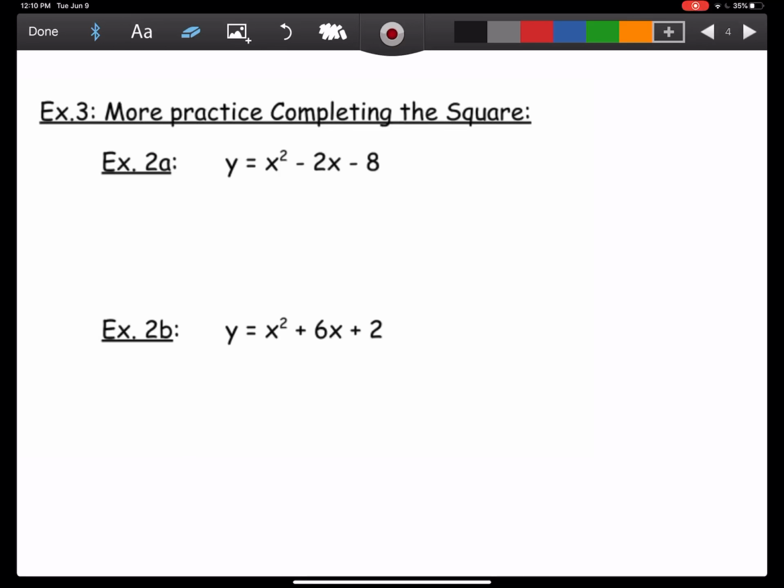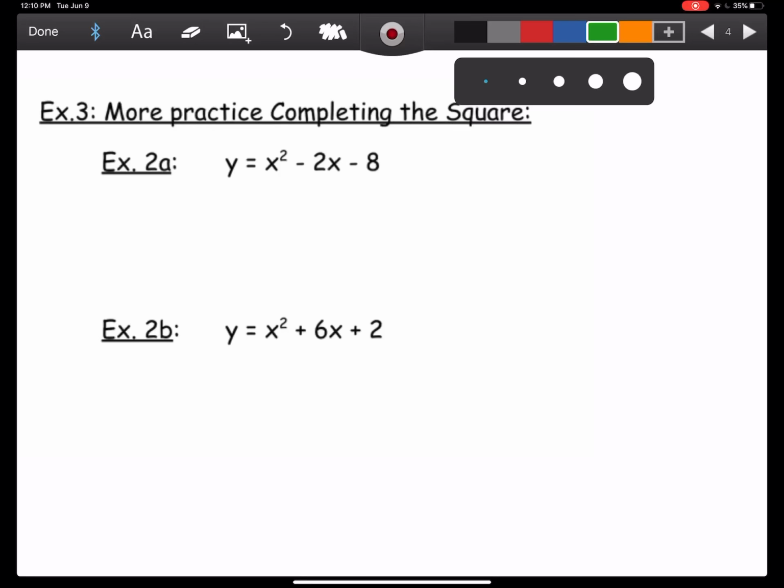Okay, here's part 2 of the video for completing the square, 7.10. So one more example. Oftentimes we're given a quadratic, not just an expression. And with this problem, this is just example 3, more practice completing the square.